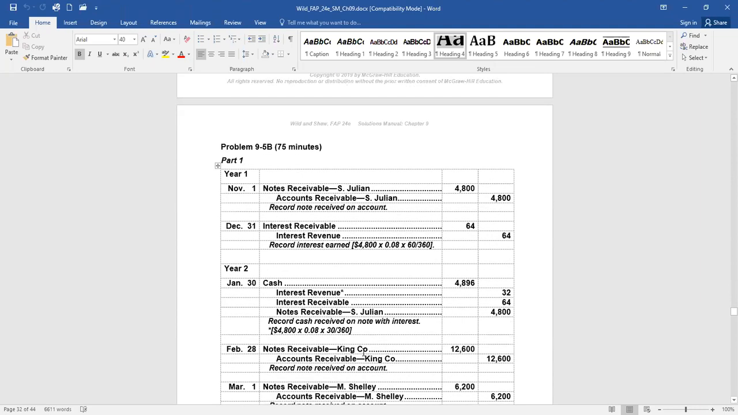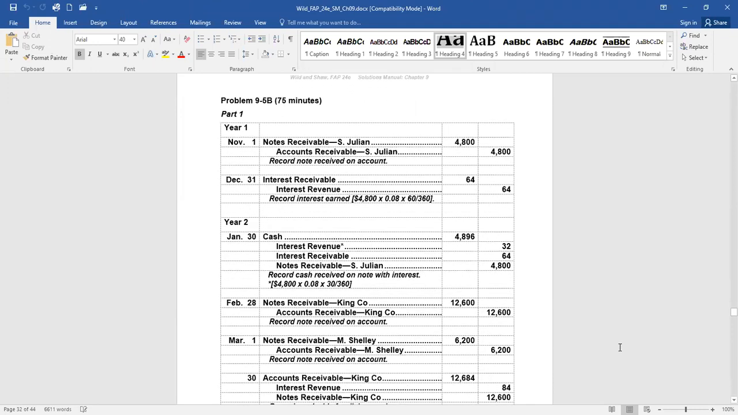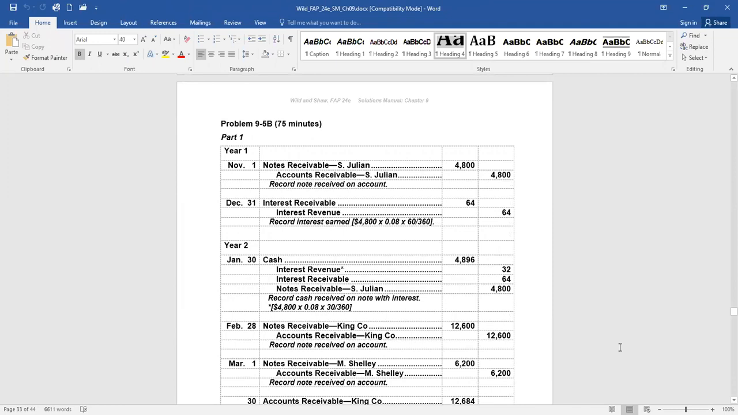How about the next note? February 28th, the company accepted a $12,600 30-day 8% note in granting a time extension on the past due account from King Company. So now we'll debit notes receivable, credit accounts receivable, King Company. Then on March 1st, the company accepted another note, a $6,200 60-day 12% note in granting Myron Shelley a time extension on his past due accounts receivable. Again, debit notes receivable, credit accounts receivable, remembering that notes receivable is an asset account.